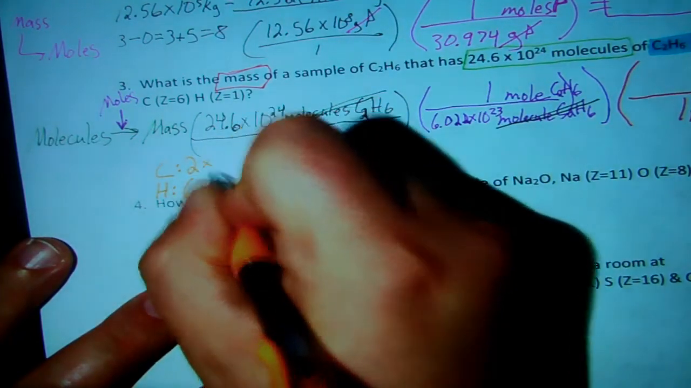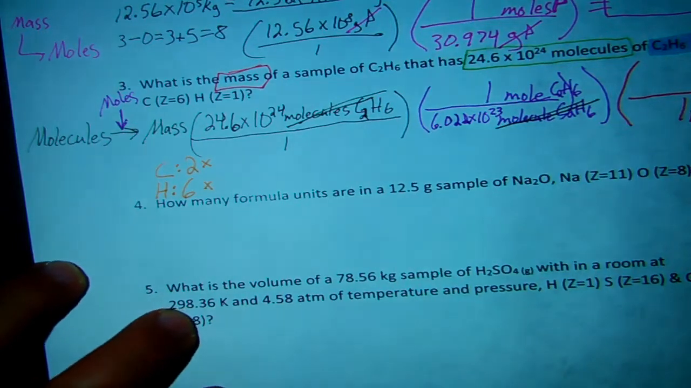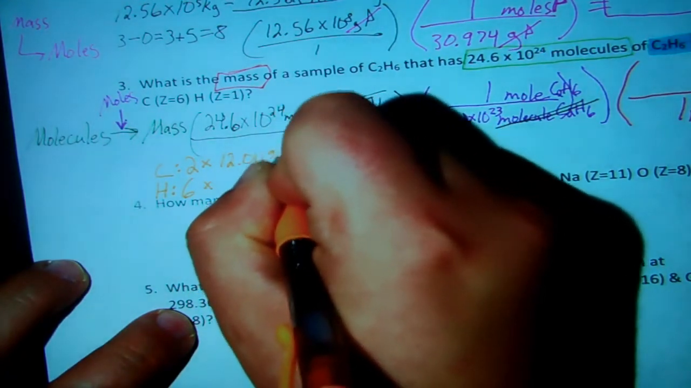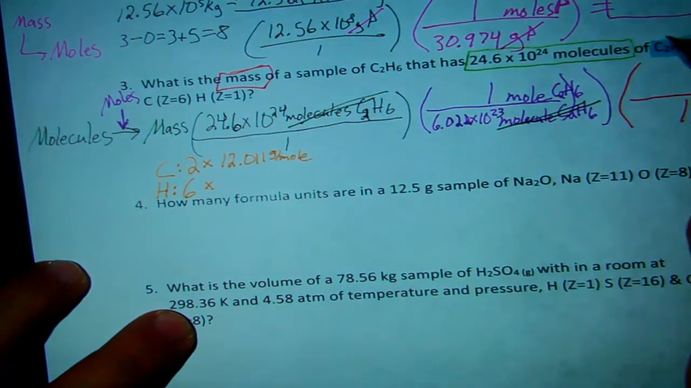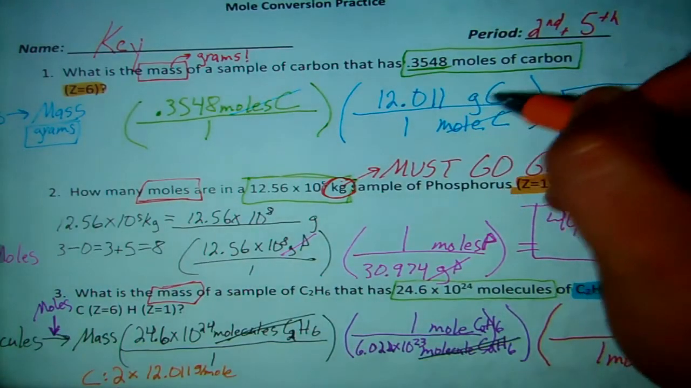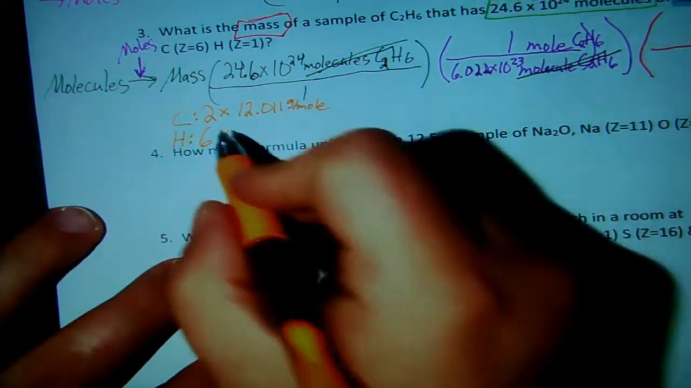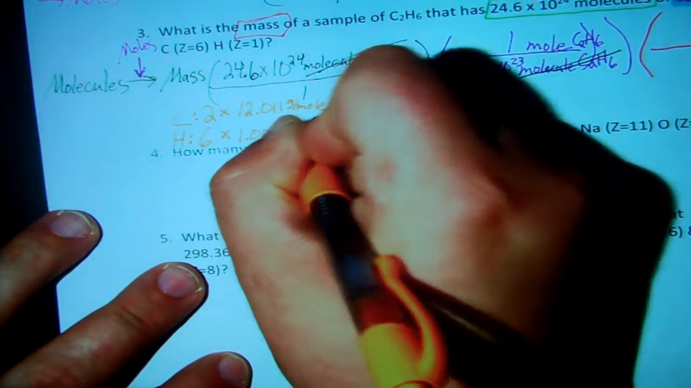You're going to multiply those numbers with that element's average atomic mass. So what I'm saying is for carbon, it's 12.011 grams per mole, which should look familiar to you. That's just off the periodic table. We even use it up here on number 1. It's information straight from the periodic table. And then hydrogen is 1.008 grams per mole.